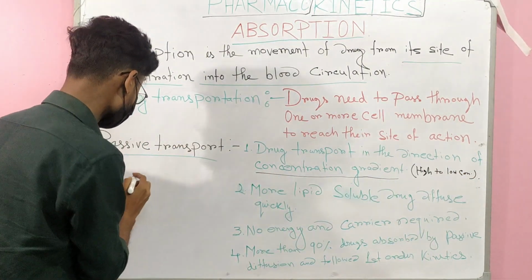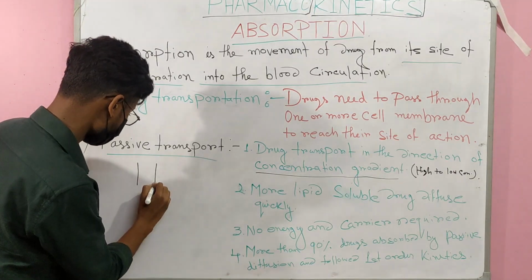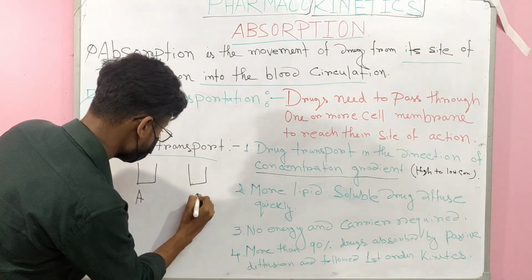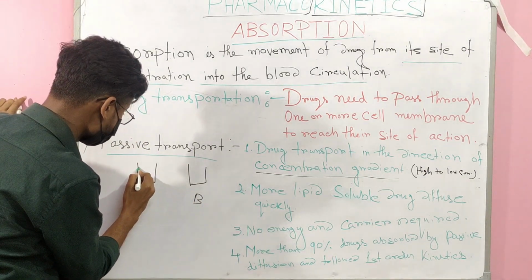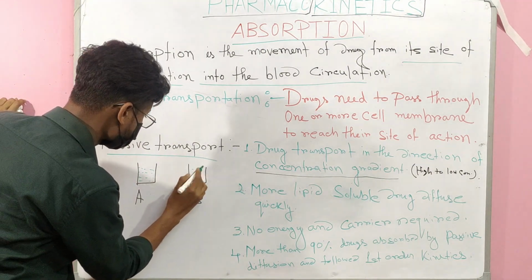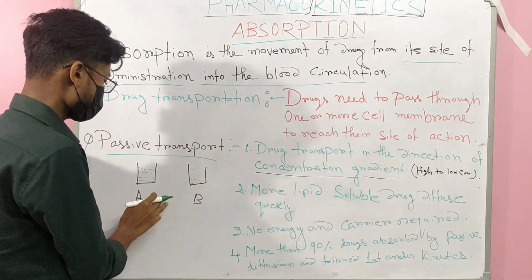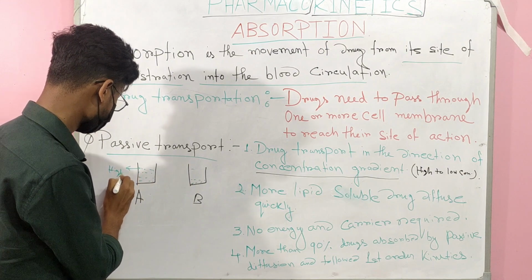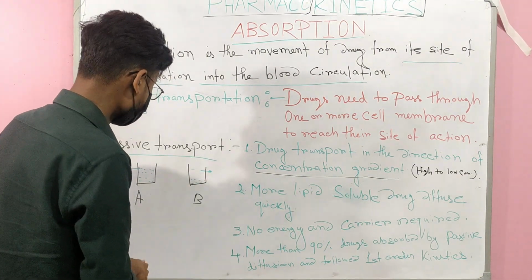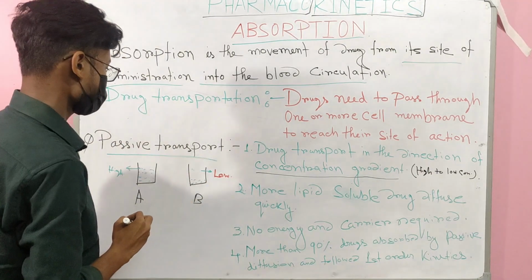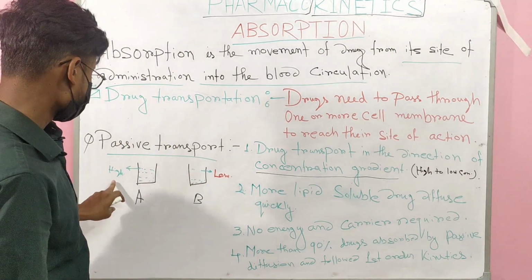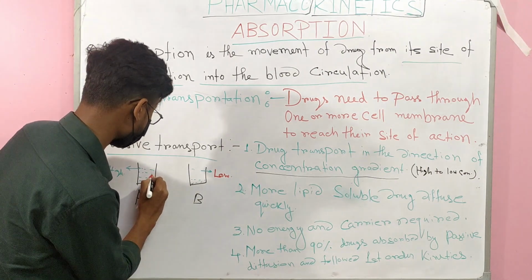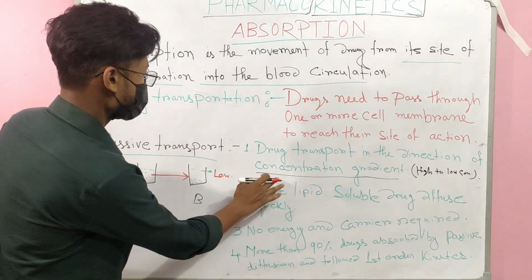Suppose this is A and this is B. In this picture, in A the concentration is high, and here the concentration is low. So the movement of the drug occurs from high concentration to low concentration. This is called concentration gradient.